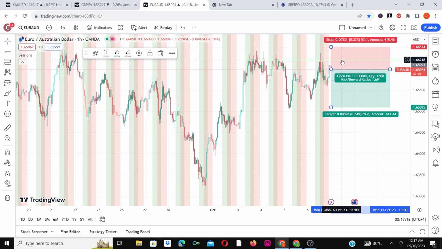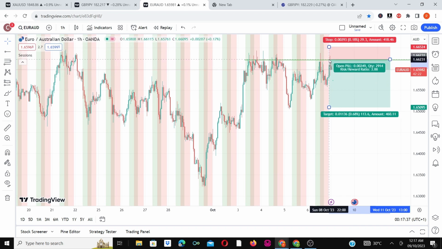But if you feel, man, this is not good enough for me, I would prefer a 2 to 1 or something. There's another way that you can get your reward higher without moving your risk, which is another method I want to talk about, which is waiting for price to come back to retest this level here. Now you see your risk to reward just changed from 1 to 1.69 to 3 to 1.